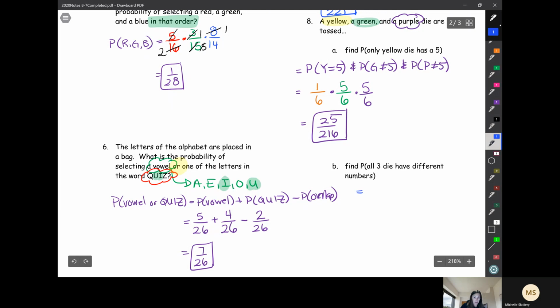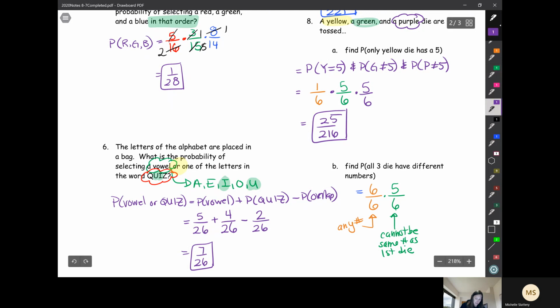So all 3 dice have a different number. Well, what number could the first die be? The first die could be any number that you want. So there's 6 possible numbers that the first die could roll out of 6 possible options. Now, the second die that you roll, let's say it's the green one, whatever number the first one was cannot be on the second one. So there's only 5 options for the second die because it cannot be the same number as the first die. That's why the numerator is going to be 5.